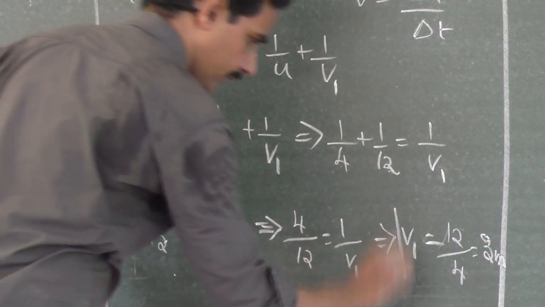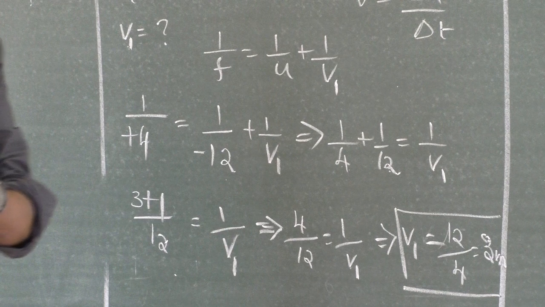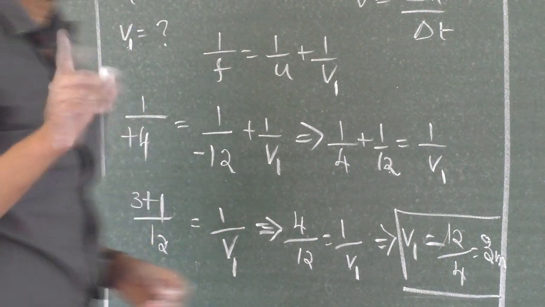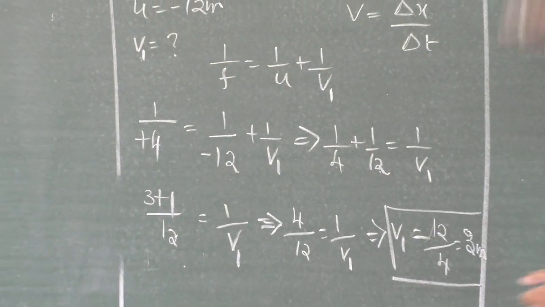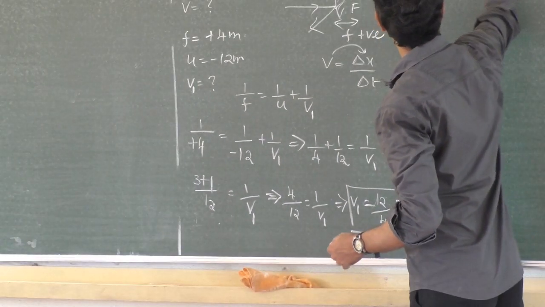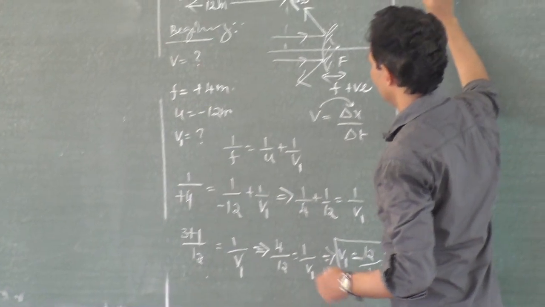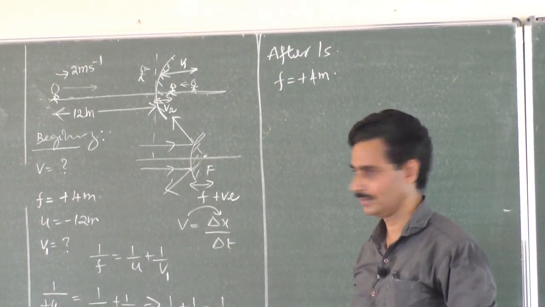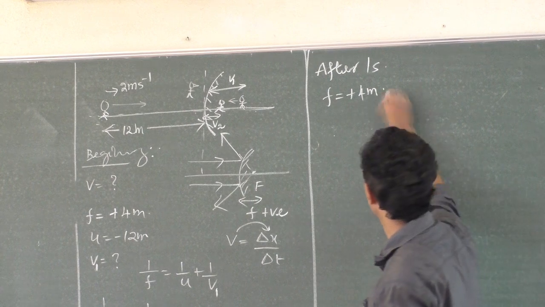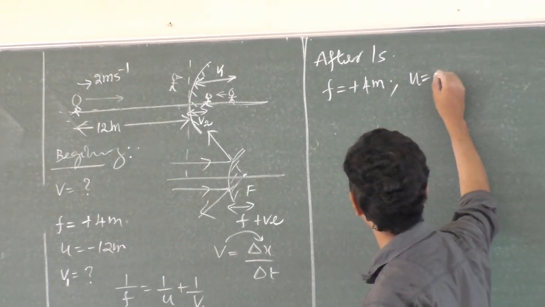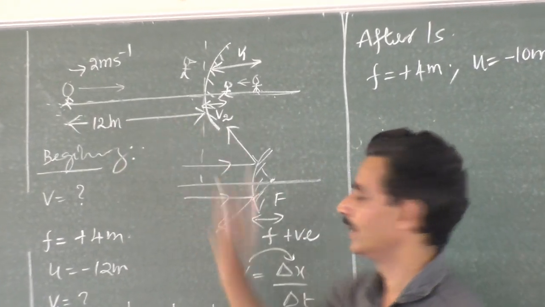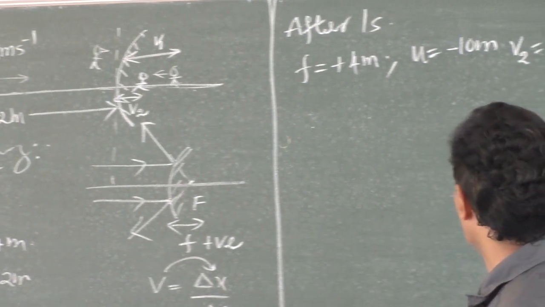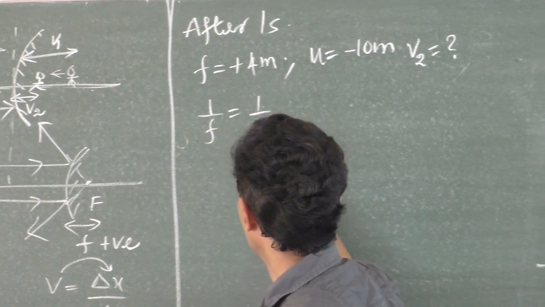This first image distance we are in need of. Now allow the person to run for 1 second; he will move forward by 2 meters. What is the new image distance? The focal length of the mirror will be as it is, because it is the same mirror. It is a constant. The new object distance is minus 10 meters, and focal length is plus 4. What is V2? Again 1 by f is equal to 1 by u plus 1 by v.